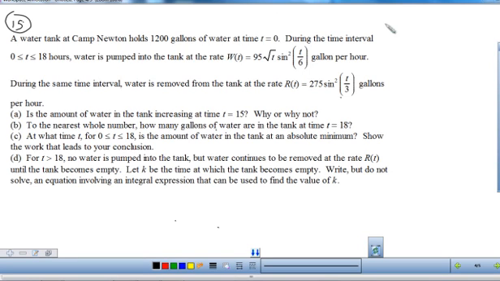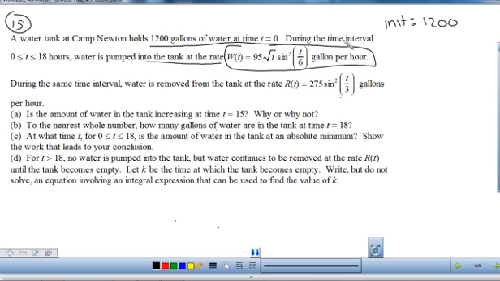So number 15 is an in and out question. The first thing we need to find is our initial values. It says initially it holds 1,200 gallons of water. Water is being pumped into the tank, so this is going to be my in, and water is being removed, so this is my out equation.